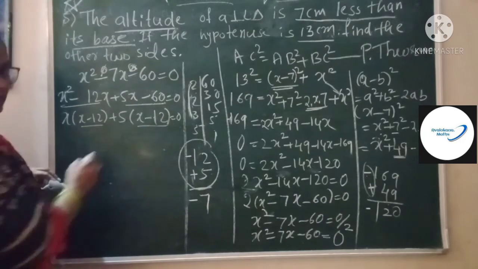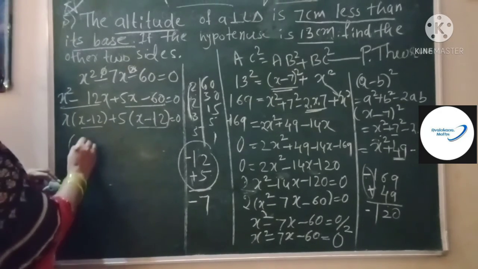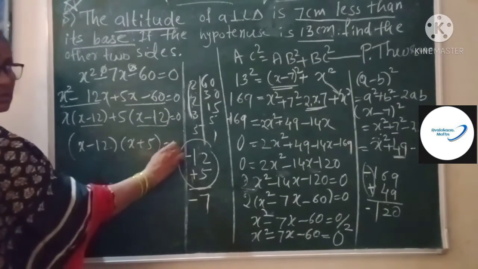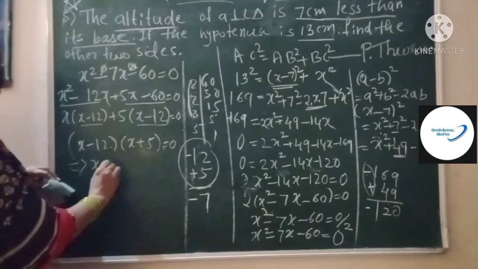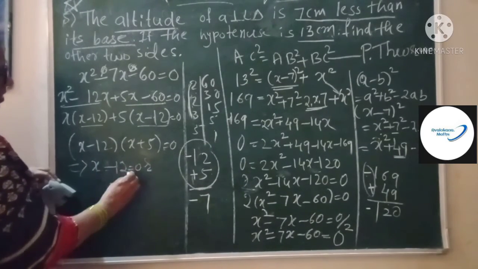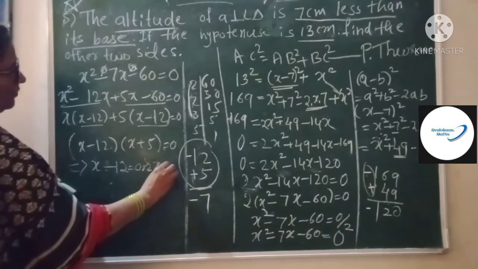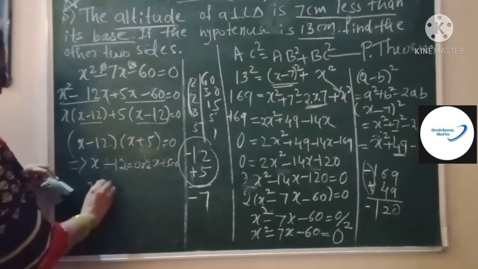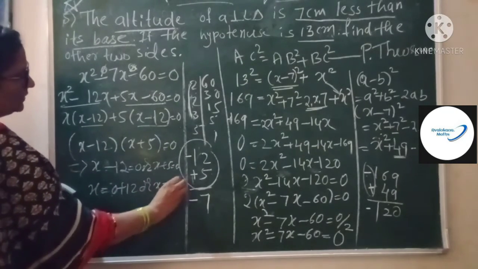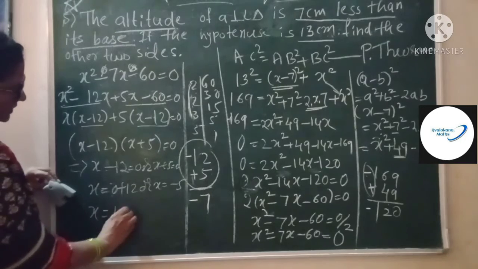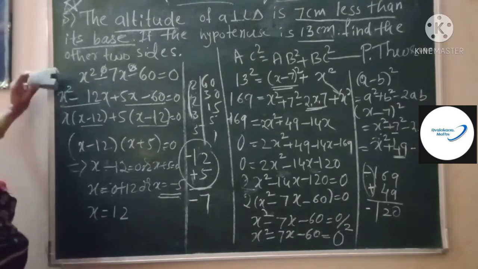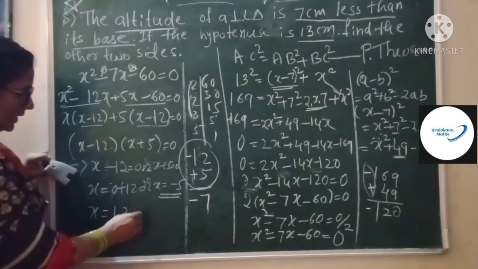These two brackets you have got the same thing. That means your calculation is simple. (x minus 12)(x plus 5) equals 0. This implies x minus 12 equal to 0 or x plus 5 equal to 0. That means x equals 0 plus 12, or x equals minus 5. So 0 plus 12 is 12. Minus 5 is not the accepted one, because the base length cannot be negative.